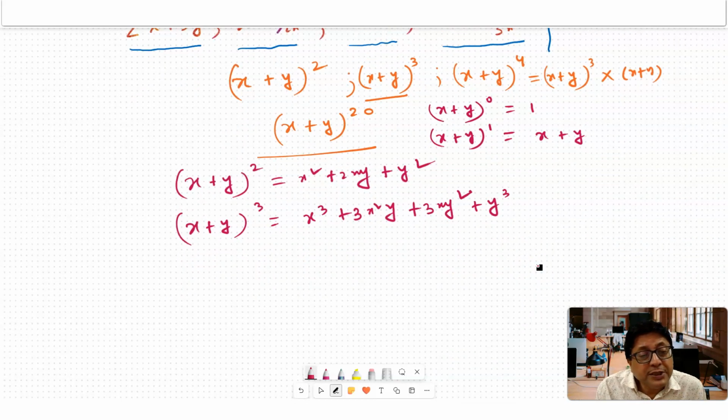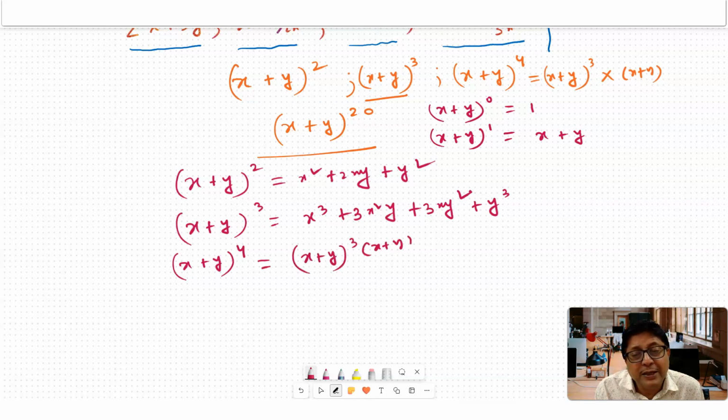If you say I will write for x plus y to the power 4, then it is definitely x plus y whole cube into x plus y. And when you multiply, you get the expansion like x to the power 4 plus 4x cube y, no, it will be x to the power 4, not x cube.